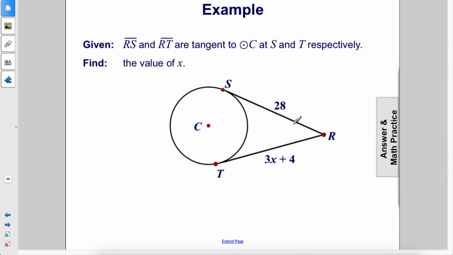Given that RS and RT are tangent to circle C at S and T respectively, find the value of x. We know that these lengths are equal, so we can set them equal to each other. 3x plus 4 equals 28, so 3x equals 24, x equals 8.